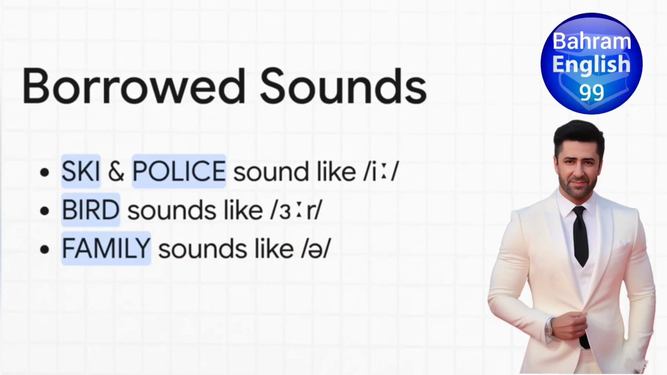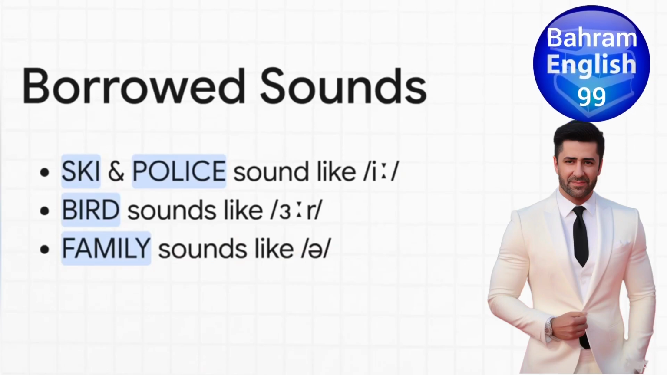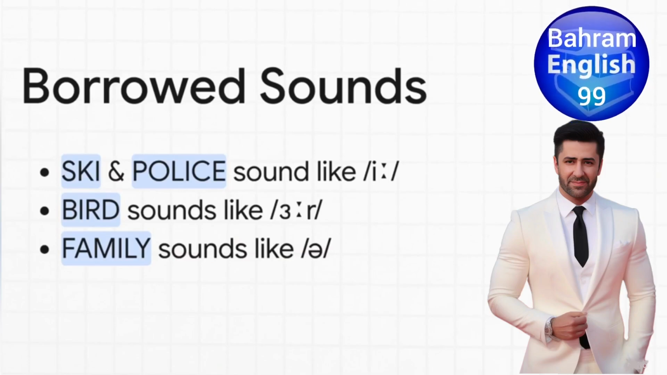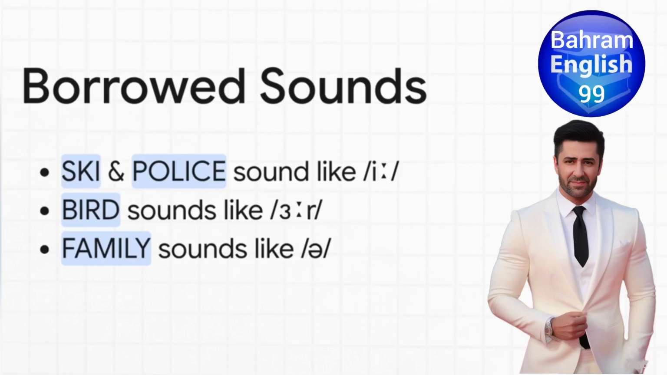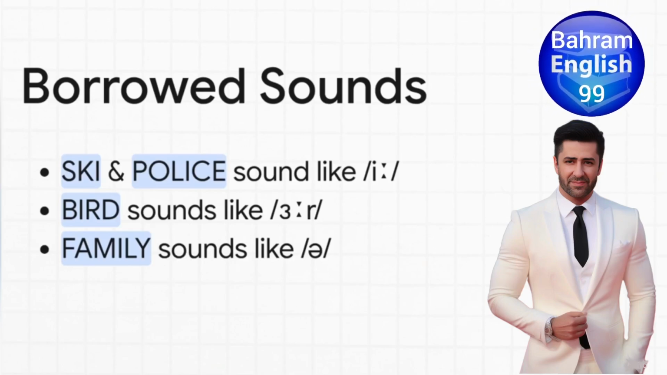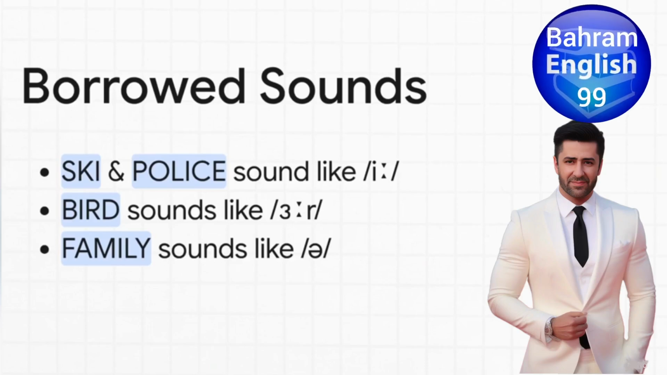And this is where it gets really wild. The letter I actually starts borrowing sounds from other vowels. Look at this. In ski and police, it sounds just like a long E. Then, in bird, it suddenly decides to sound like an E, and in a word like family, it can even turn into what we call the schwa sound. That's just a soft, lazy sound. It's like a linguistic chameleon.